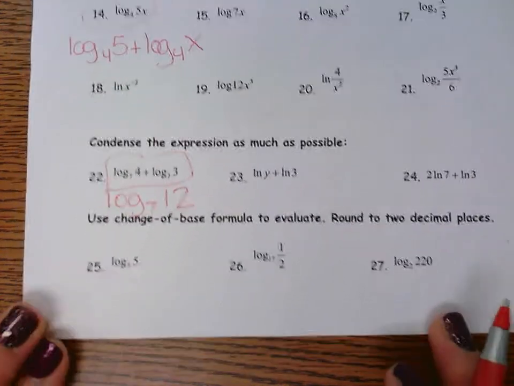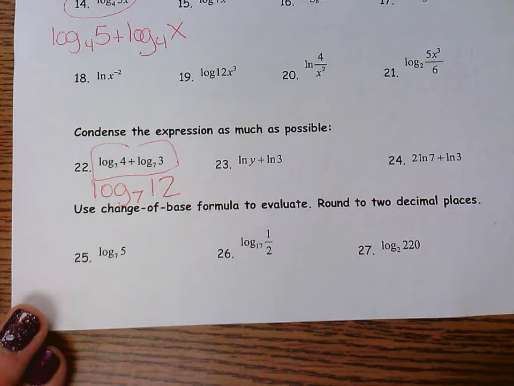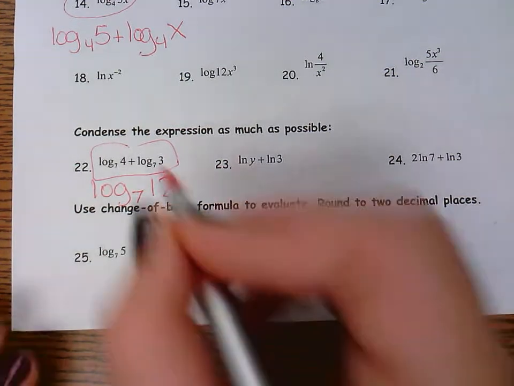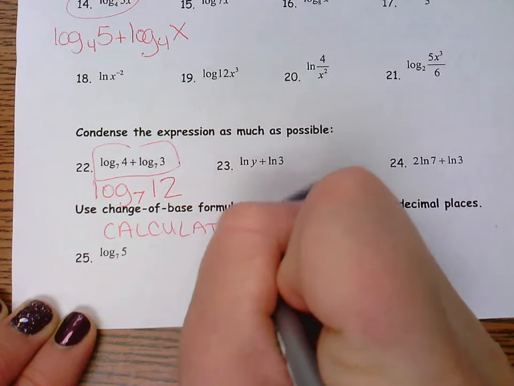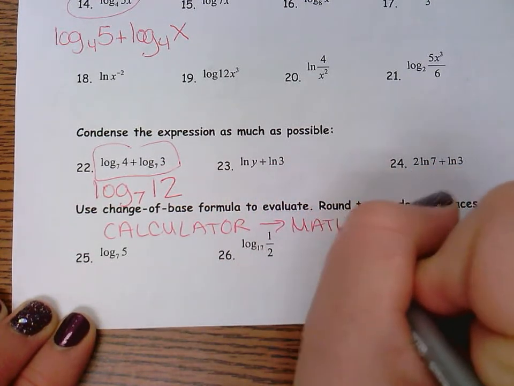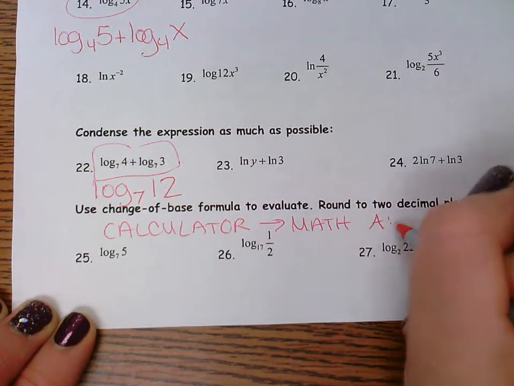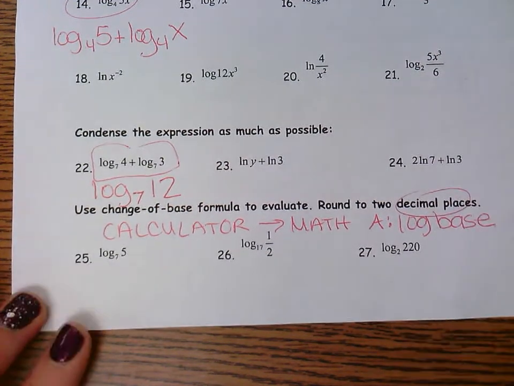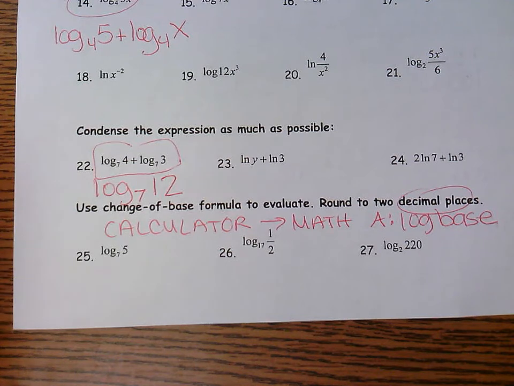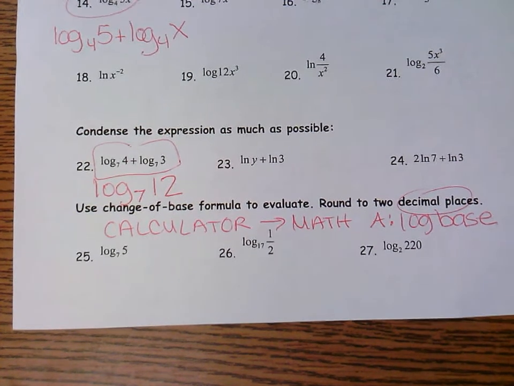And then 25, 26, and 27, you're just evaluating using your calculator. You can either use the change of base formula or the math key, and then it's choice A, log base. And you could round it to 2 decimal places. I think you know how to do that. Does that make sense? So it seems pointless, but if you really have a strong backing on properties, it'll make solving so much easier. And we'll go over the answers in a couple minutes.